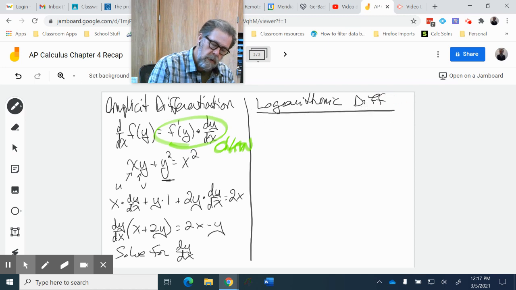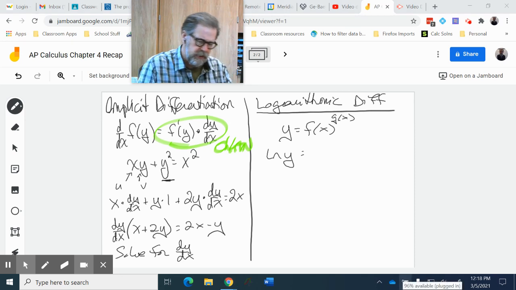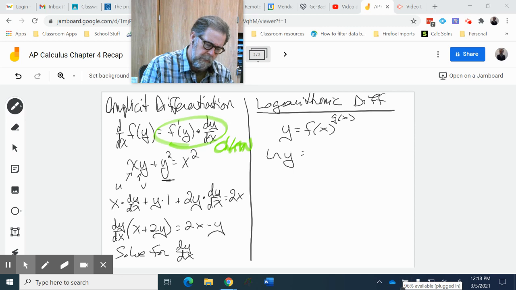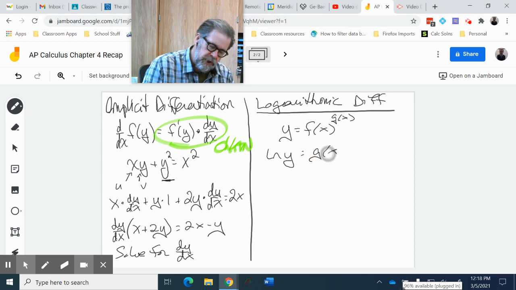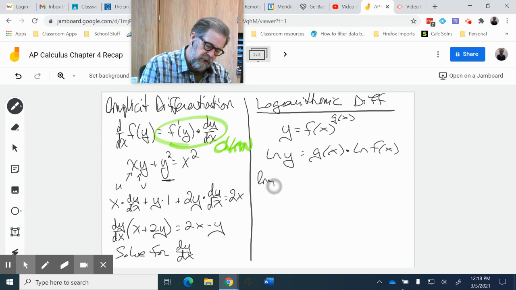We use logarithmic differentiation when we have y equals some function raised to the power of another function. The idea here is that if we take the log of both sides, and I'll use natural log because it's just simpler to write, it doesn't really matter, ln y is equal to g of x times the log of f of x. Take the natural log of that, and then we can move the power out front. And then we can use implicit differentiation on this side. This will be 1 over y times the derivative of y. And we'll use the product rule on this side.